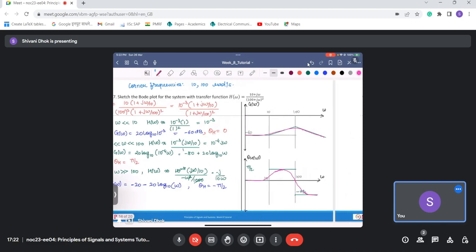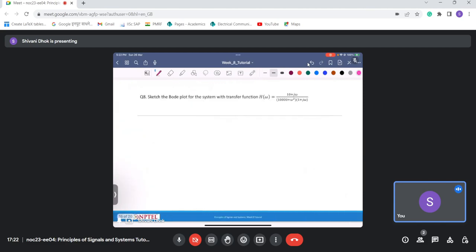Okay, let us look at the next question. Again, this is the last question for the Bode plot, and this is a little bit different question. So what we have here is a different case where the Fourier transform looks something like this.